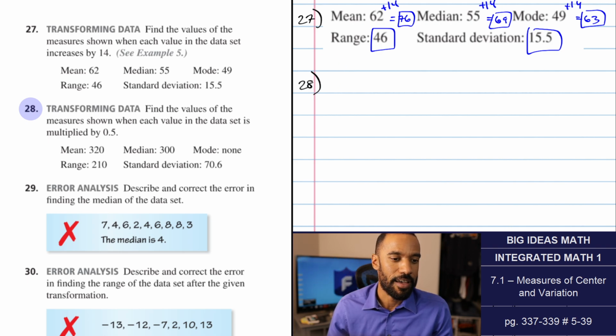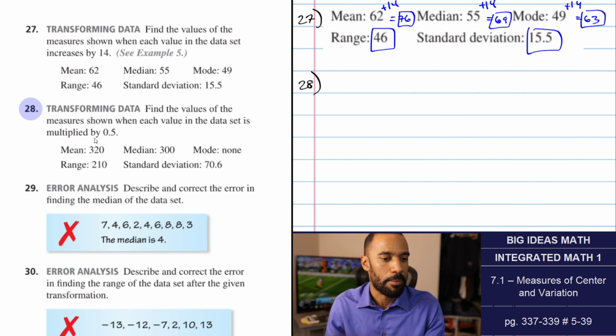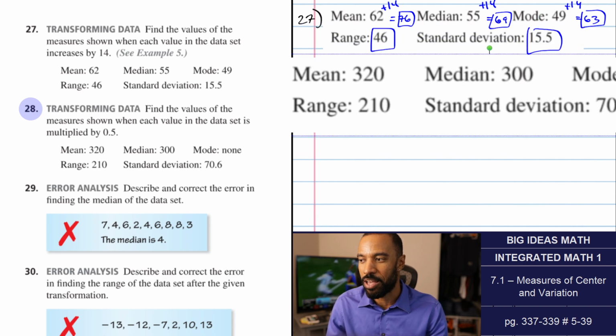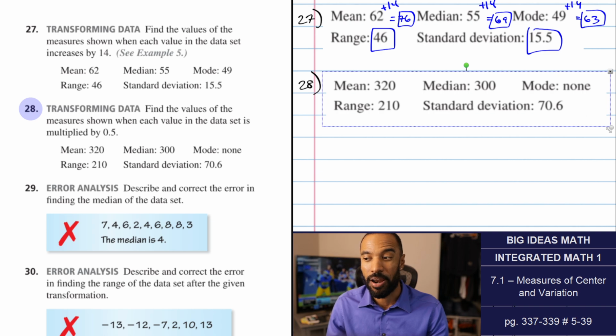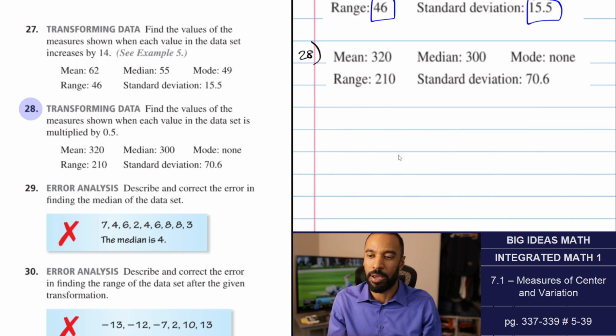Number 28, find the values of the measures shown when each value in the data set is multiplied by 0.5. That means they are halved. When you multiply something by 0.5, all the data is halved. What does that mean for these values? It actually means all of them are halved. That includes the measures of variation. Everything gets divided by 2.